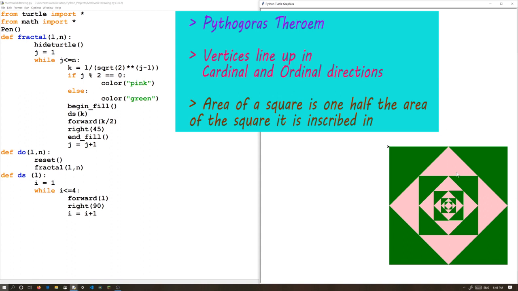So area becomes half in each iteration. The first square is two times the area of the second square, which is two times the area of the third square, and so on and so on.